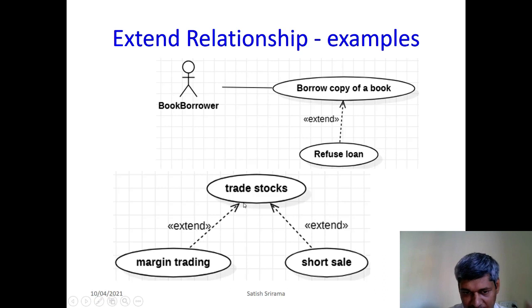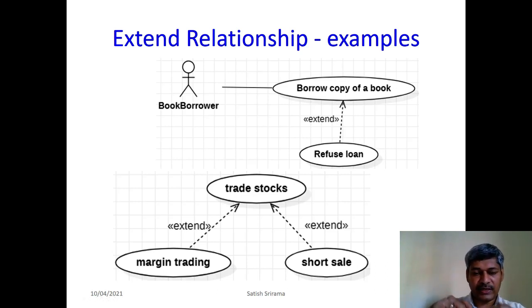Of course, I'm not an expert in trading stocks, but the basic idea is that when you trade stocks, if you have the stocks you will be selling them, or you will be buying them when you have enough money. But then there are extensions, for example margin trading, where you don't have enough money.